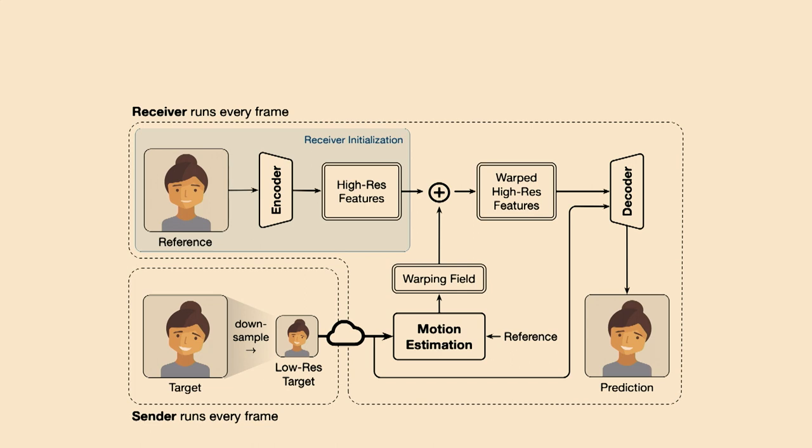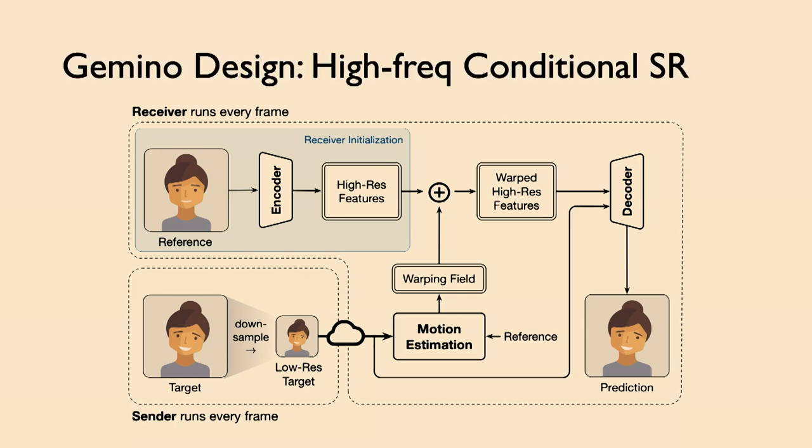So we do some motion estimation by comparing the reference and the target frames, and that gives us a warping field that we use to move the high-resolution frames into the orientation of the target frame. And both of those pieces of information are then used by a neural network decoder. It's a convolutional neural network, a fairly standard kind of architecture, to produce the prediction. So we call this approach high-frequency conditional super-resolution because, in contrast to standard super-resolution techniques that would only have that pathway from the low-res image to the reconstruction, this has this other pathway that gets information from a reference frame in potentially a different orientation.